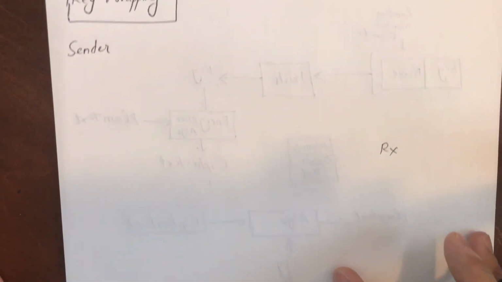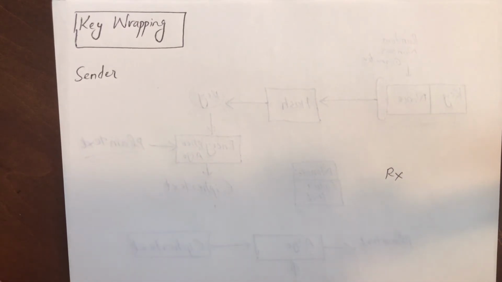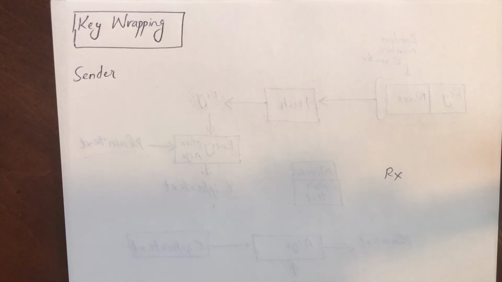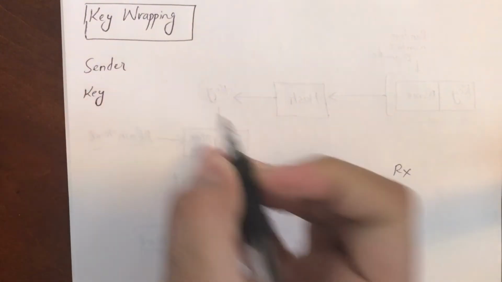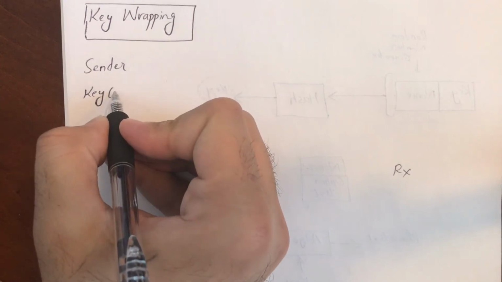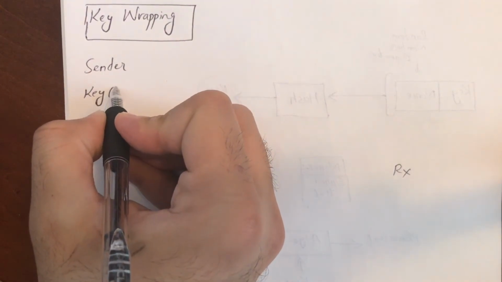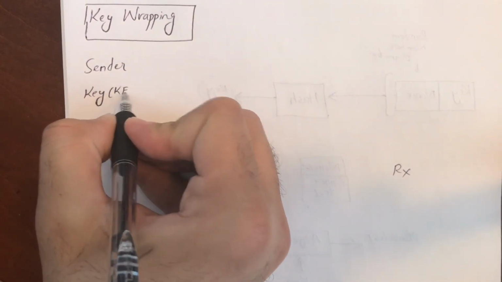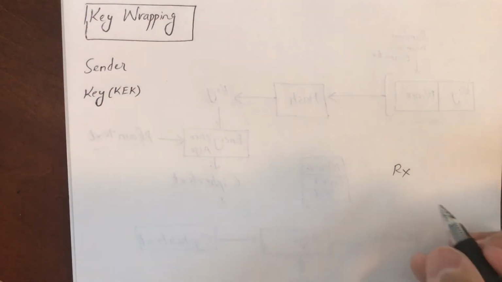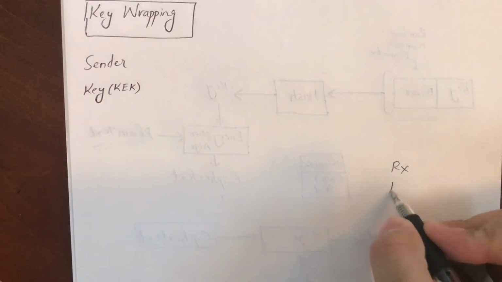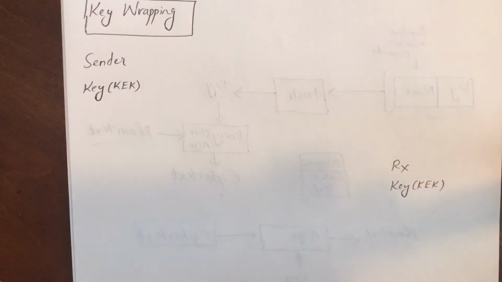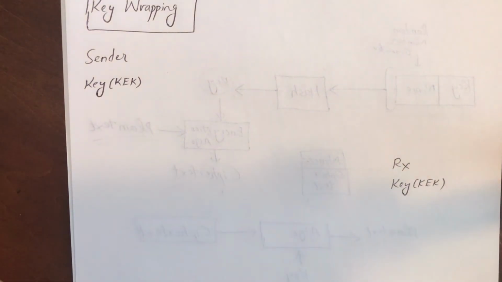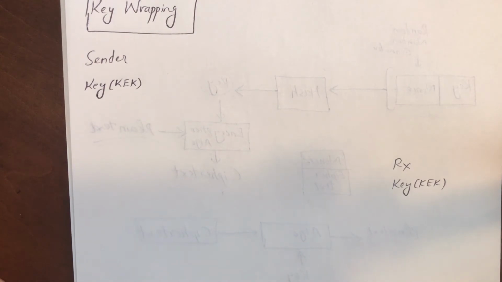I'm assuming that the receiver cannot generate a random number; it does not have a pseudo random number generator. So let's say the sender has a secret key, and let me name it KEK, key encryption key. The receiver has the same key, KEK. And let's say both parties know the algorithm and all that stuff.